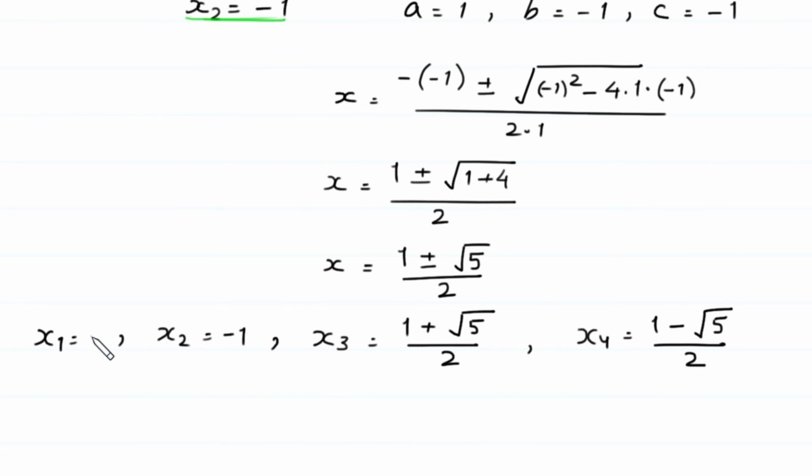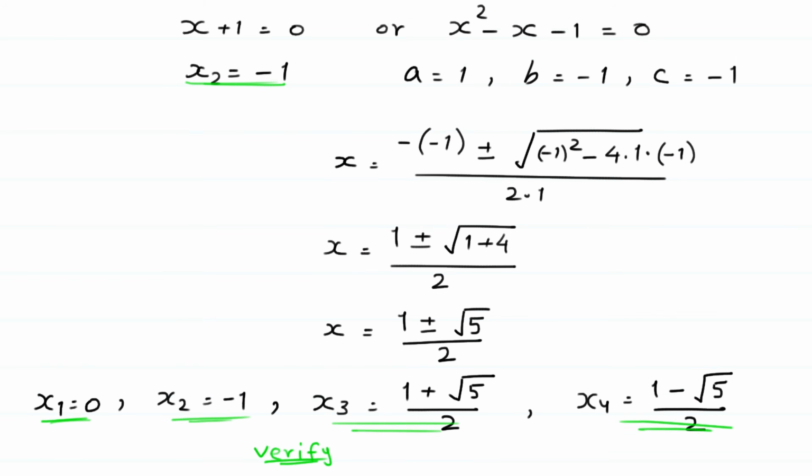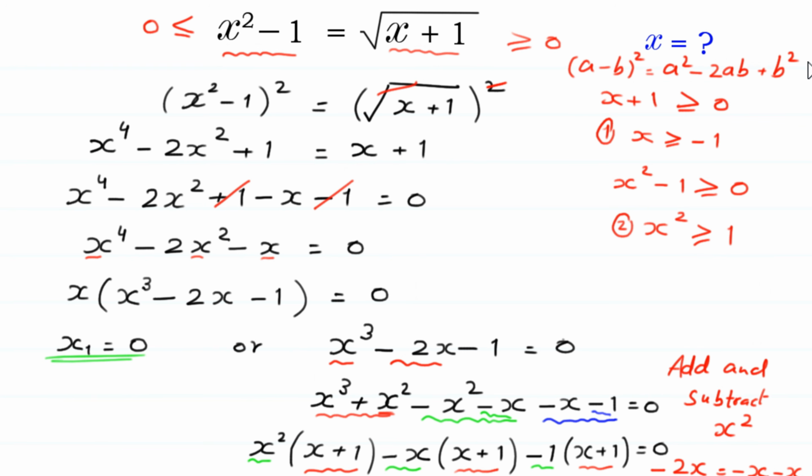The value of x1 is 0. So we have 4 values of x. Now let's verify these values of x to check for the solutions of this equation. To verify these values of x, we use two conditions. The first condition is x must be greater than or equal to negative 1, and the second condition is x squared must be greater than or equal to 1.